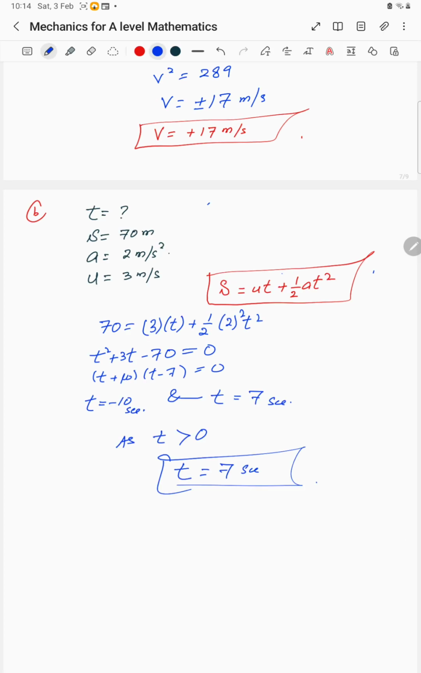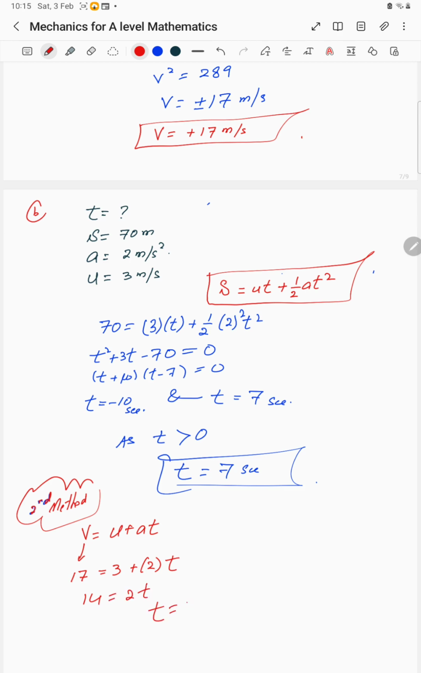One minute, I want to discuss with you the other route. Let's go with the second method. If I apply the first equation, v is equal to u plus at, in part A we have calculated v, that was 17, u was 3, a was 2, and time we are looking for. So do the simplification: 14 is equal to 2t. So t gives you 7 seconds, right?